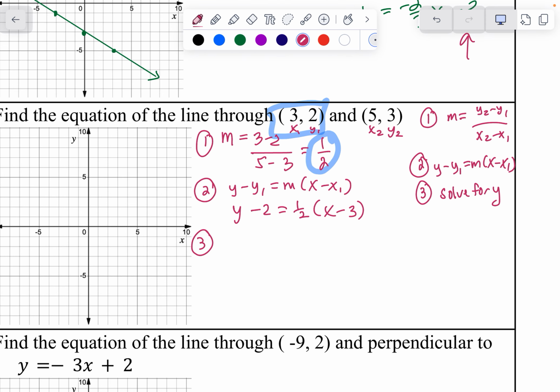Remember how I did it earlier. You distribute. So in this case, 1/2 times 3, you can call it 1.5. I don't care. You can put it over 3 over 2. I'm going to leave it 3 over 2. And then you just have to add that 2 to both sides. And so we get y equals 1/2 x plus, because that would be 4/2, 1/2.